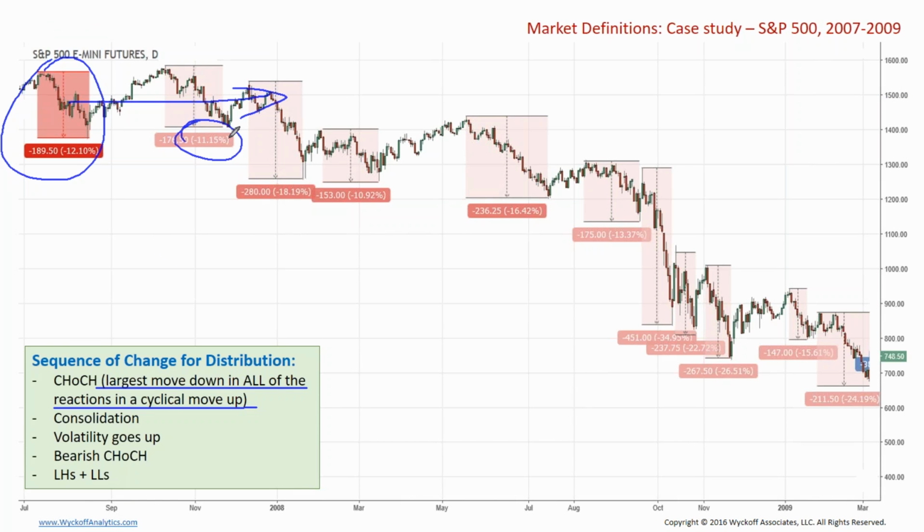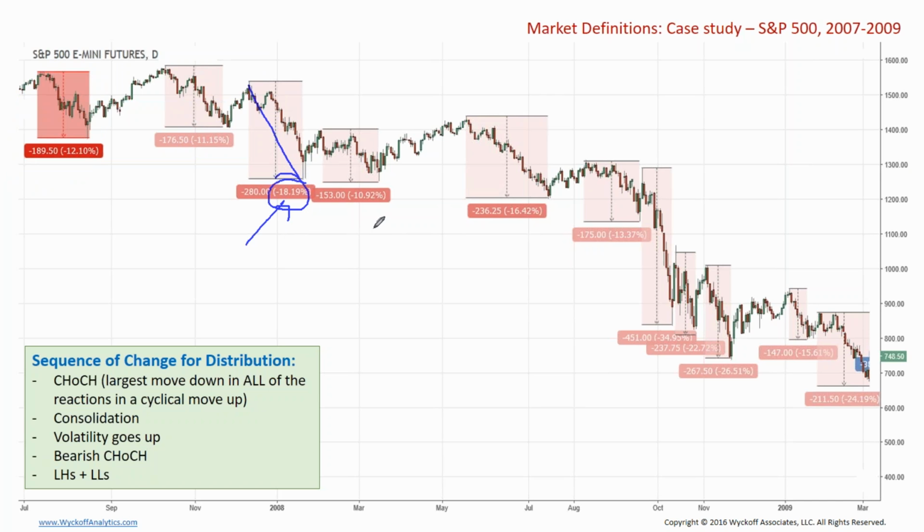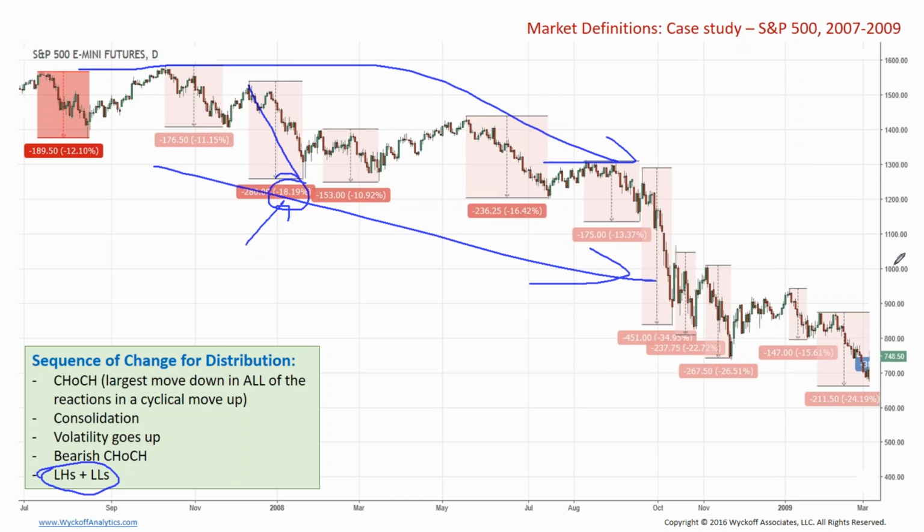Once we go into the consolidation, we are going to have some kind of continuation of that newly established trend with the bearish change of character, and we're seeing that on the way down volatility increases even more. So here you should be confident that we're already in the potential distribution right here. We definitely want to see the confirmation of the trend with the lower lows, lower highs, which we observe here in all of these instances.